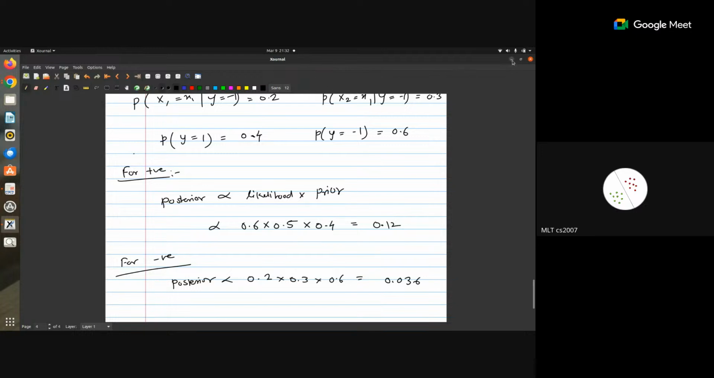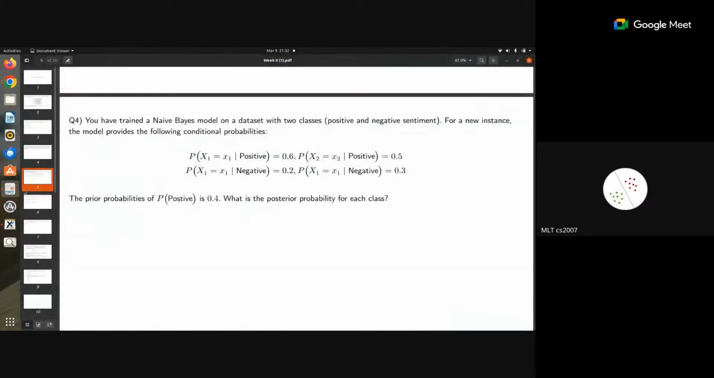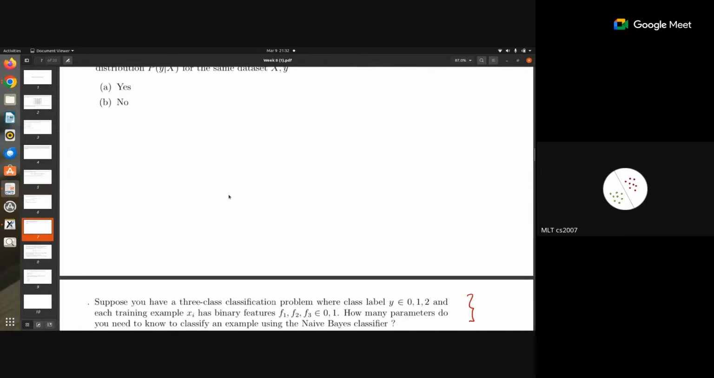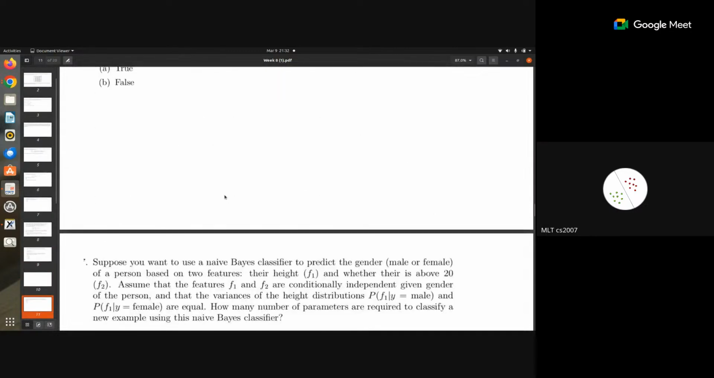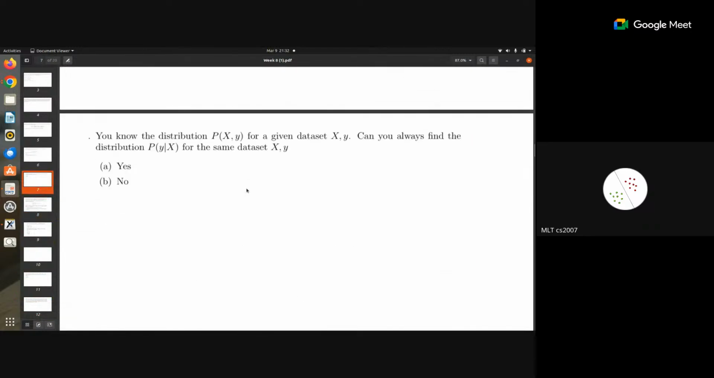So this is 0.12 and 0.036. I hope this is fine. That should be your answer. Has anybody gotten this answer? No one? Okay. I think the four probabilities will not come, only two will come, because we have only two classes here. How many questions are there to this? We'll have so many. Let's try to finish it as fast as possible.